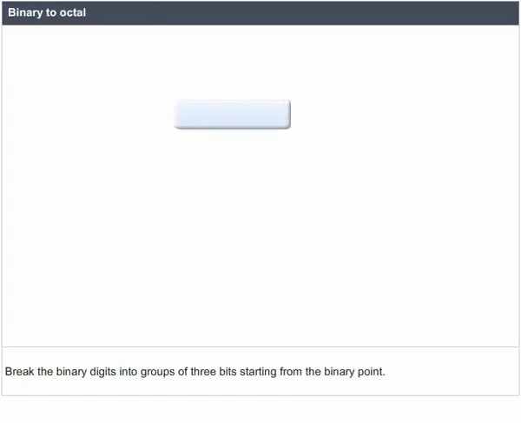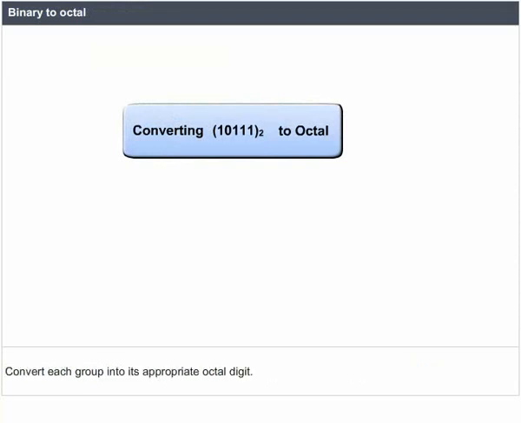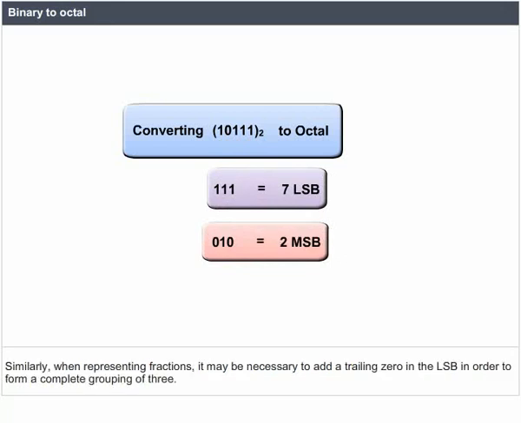Binary to octal. Break the binary digits into groups of 3 bits starting from the binary point. Convert each group to its appropriate octal digit. For whole numbers, it may be necessary to add a 0 as the MSB in order to complete a grouping of 3 bits. Similarly, when representing fractions, it may be necessary to add a trailing zero in the LSB in order to form a complete grouping of 3.